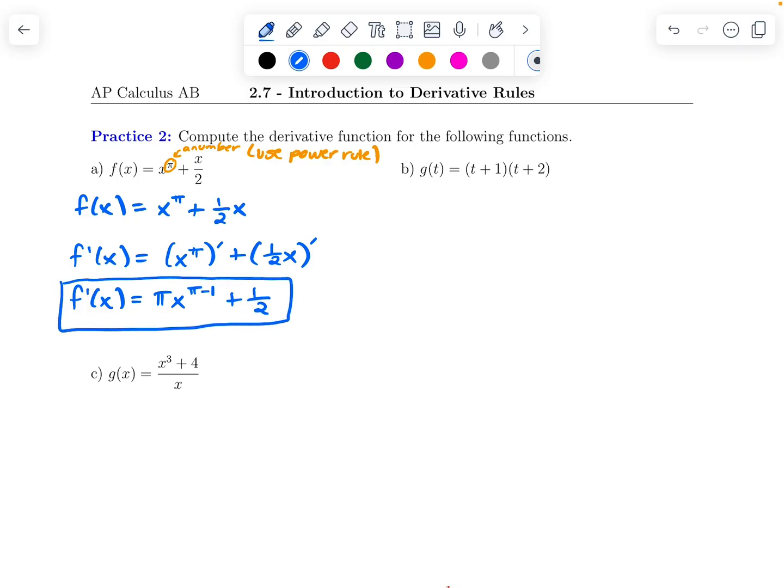Okay, so even though it was pi, you still bring down the pi in front, and then I can't simplify pi minus 1, so I just leave it. Okay. All right, and then in part B, we don't have a rule yet.